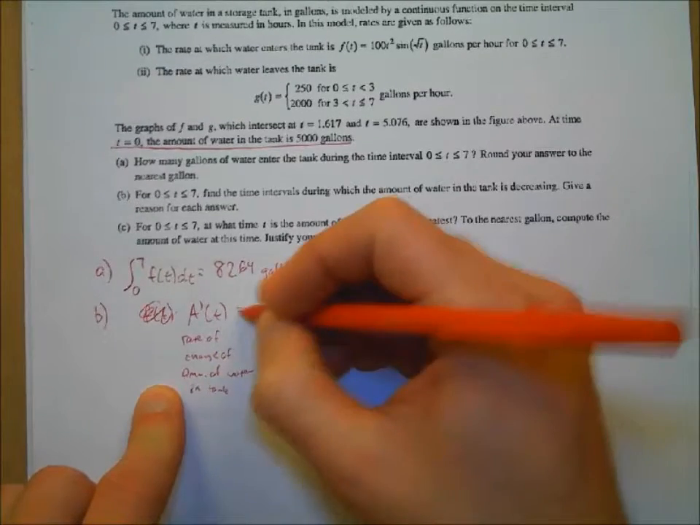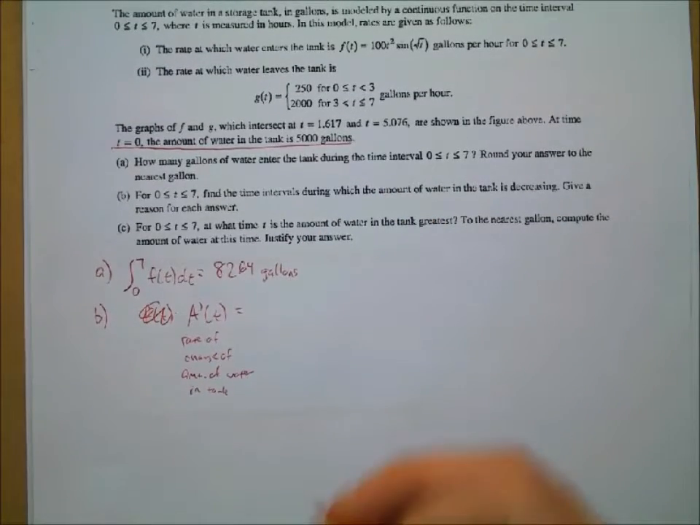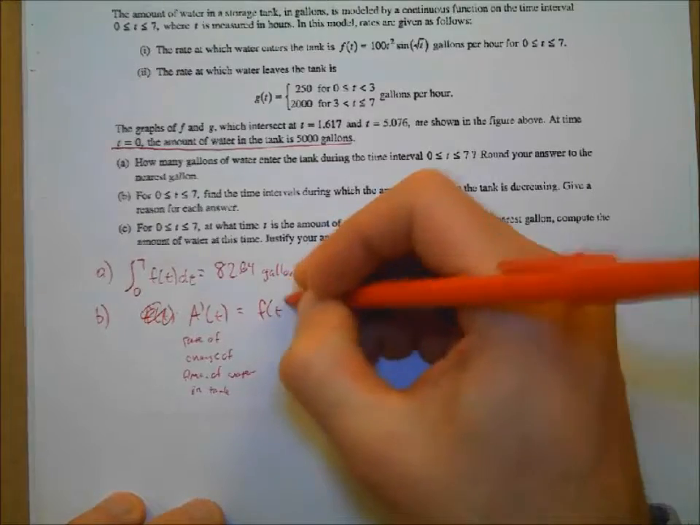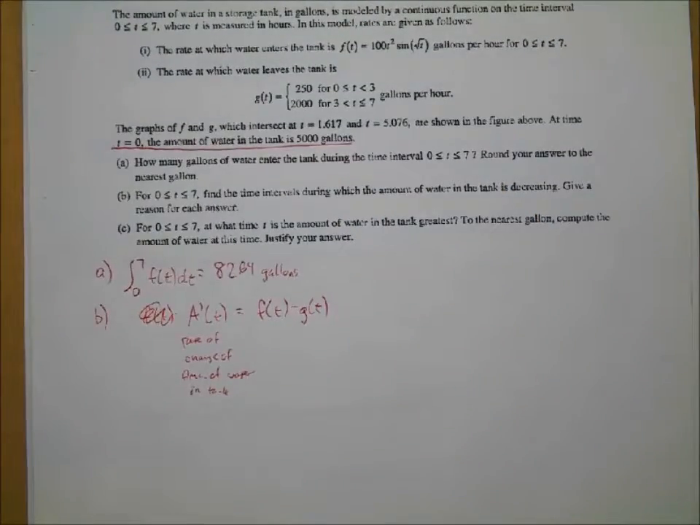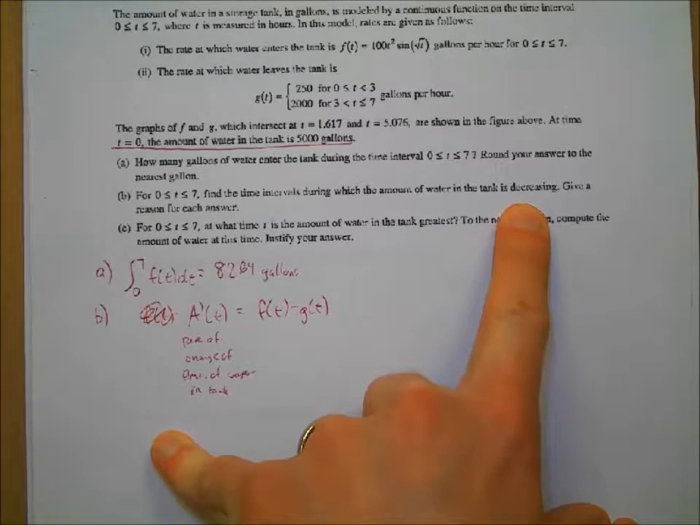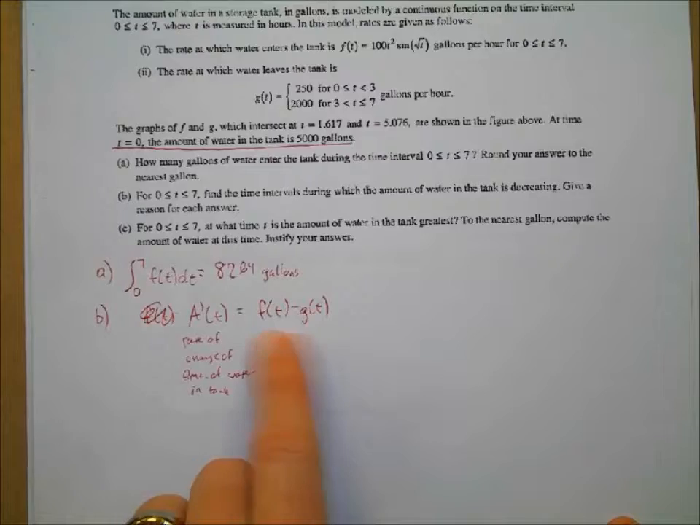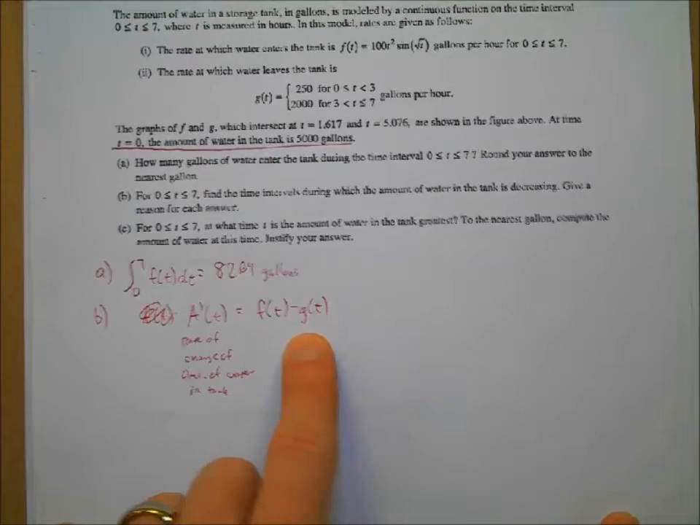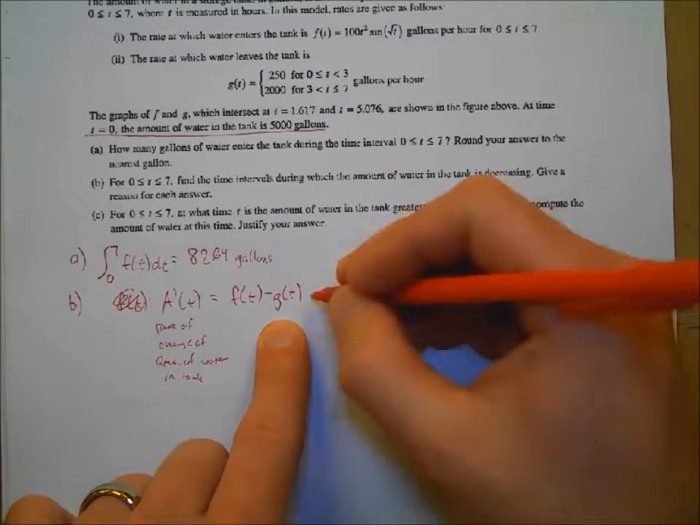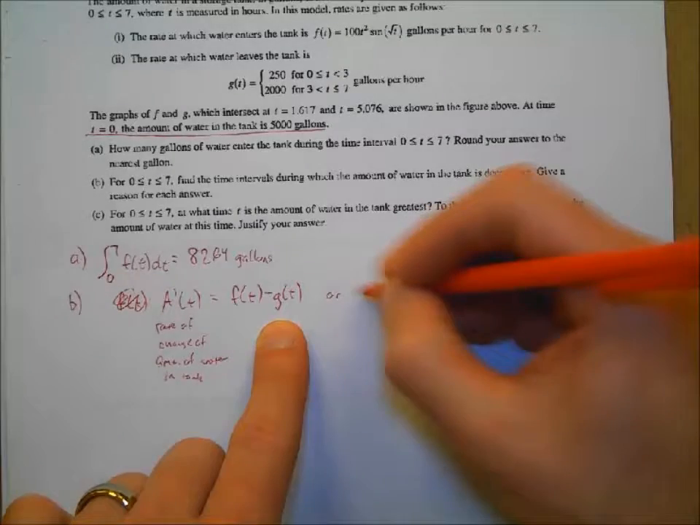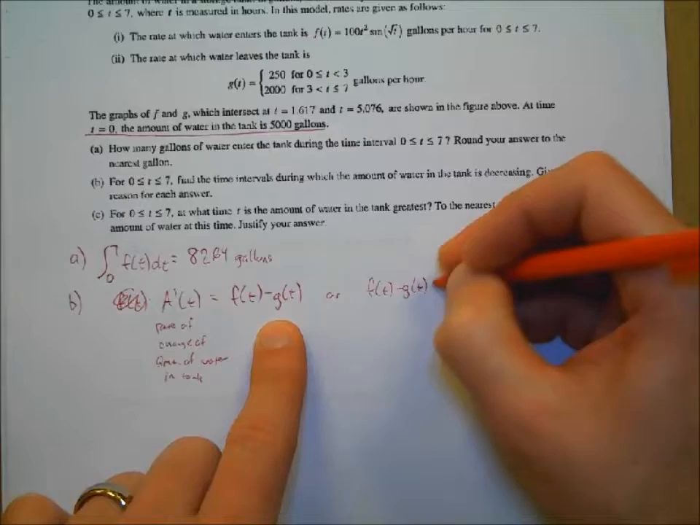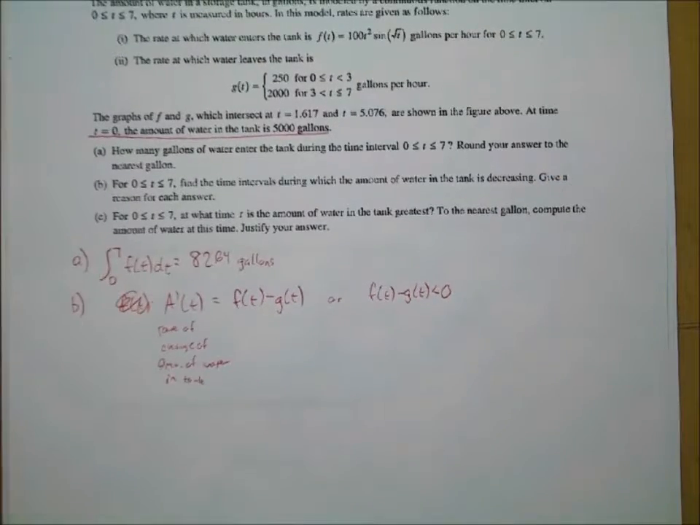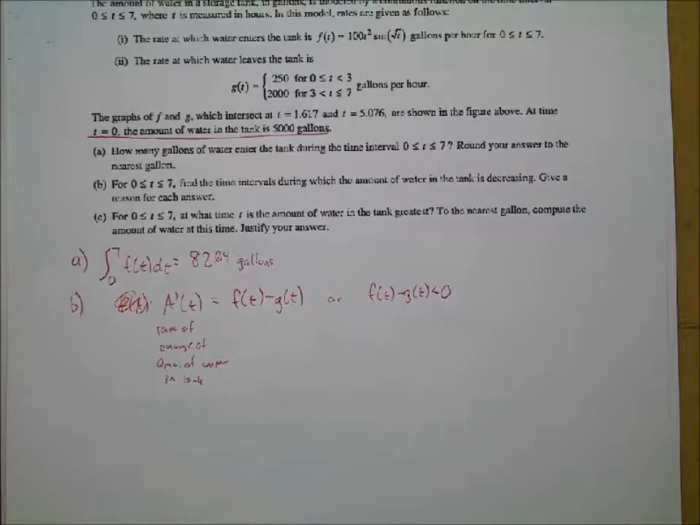Okay, the rate of change is equal to the amount going in, f of t, minus g of t. And we want to know when that is decreasing. So we want to know when this quantity is negative, or less than 0. So we're going to say, when is f of t minus g of t less than 0?